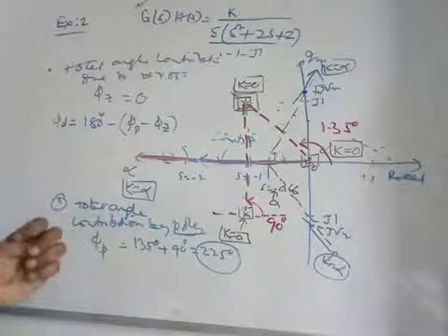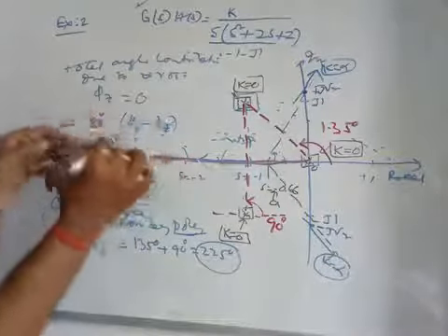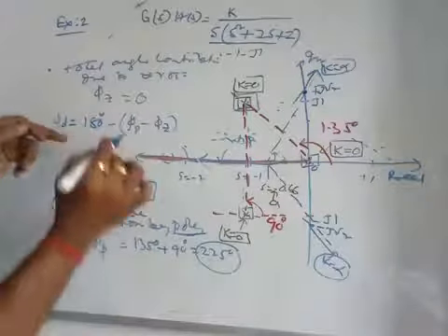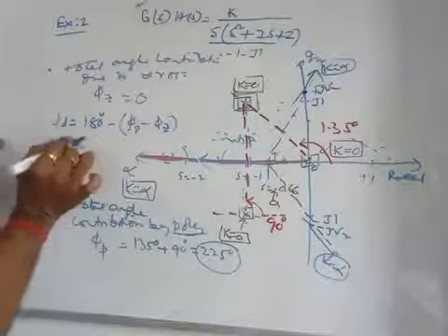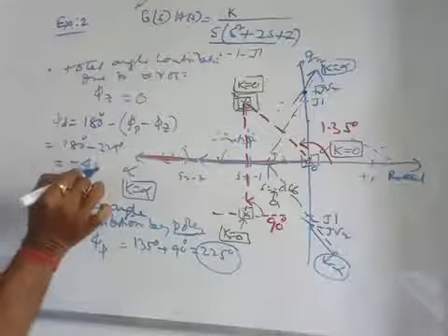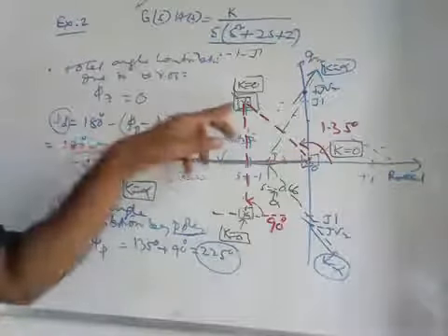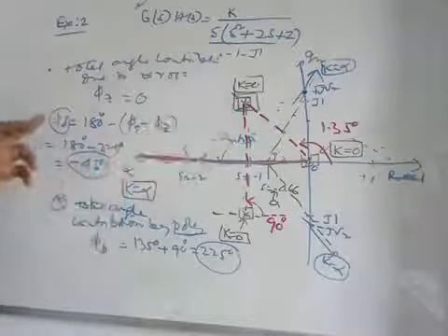Okay, so 180 degree minus phi p minus phi z. So this phi p is this 225 here. So this is 180 degree minus 225 degree. This is minus 45 degree. So the angle of departure in this case for this pole is minus 45 degree.